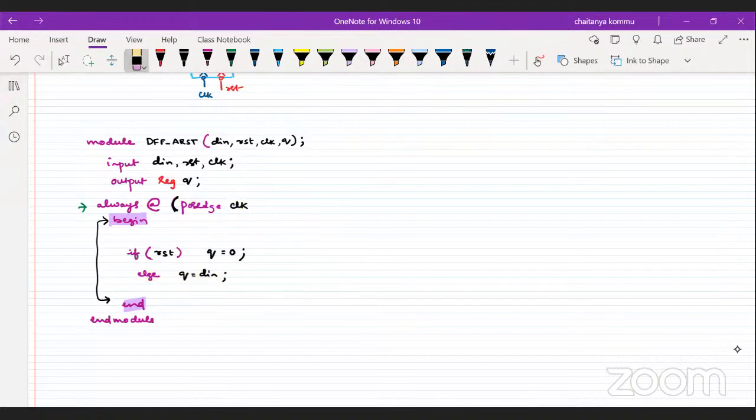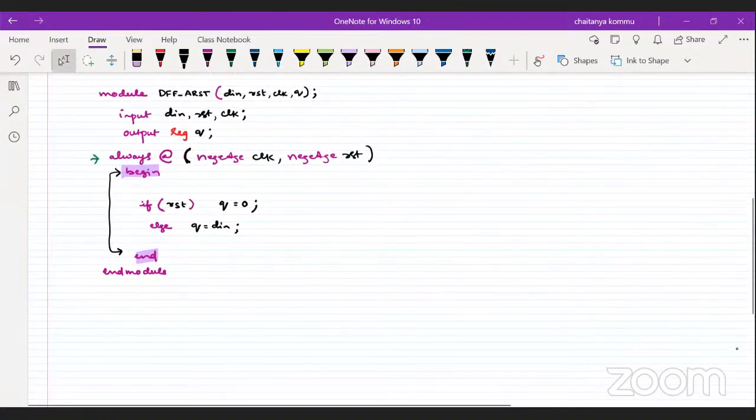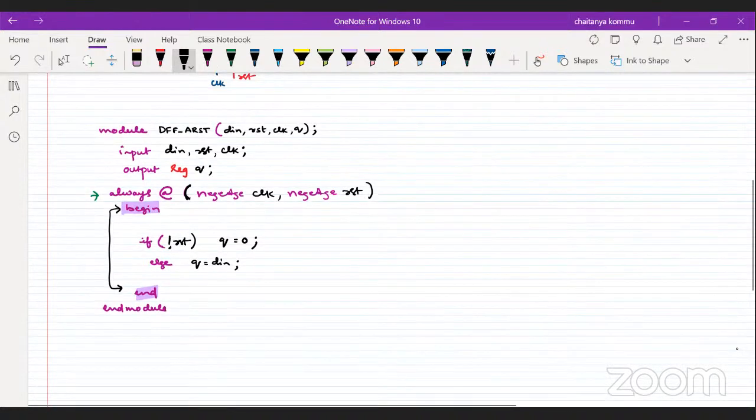I would like to use negative edge reset signal. Okay, negative edge of clock signal and negative edge of reset signal. Okay, if not of RST, I think I need to write properly. If not of reset, Q must be 0. What is happening here now?